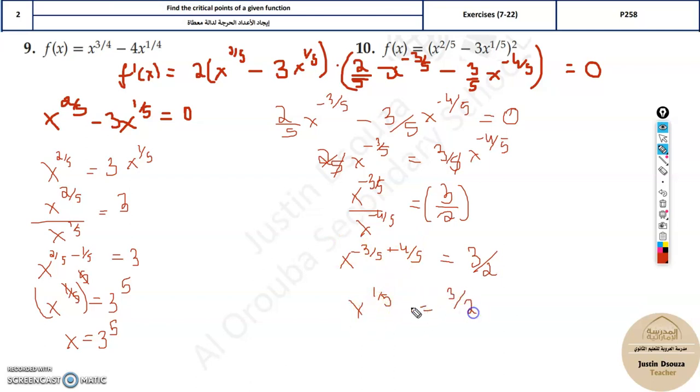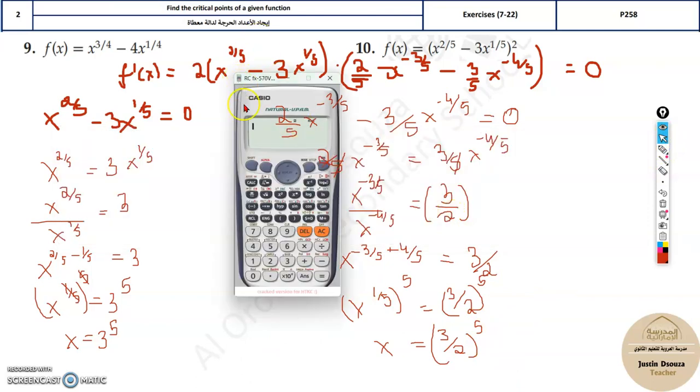Now again, it's the same thing. Raise both sides to the power 5. Just like over here, but over here it's only 3. Over here, x is equal to (3/2)^5. So these are our two critical numbers: x is 3^5, x is (3/2)^5. I am not sure whether you will get it in the calculator, but still, let's just try it once.